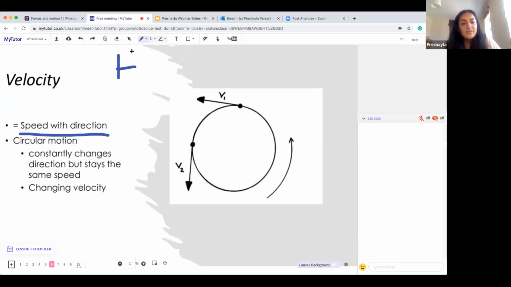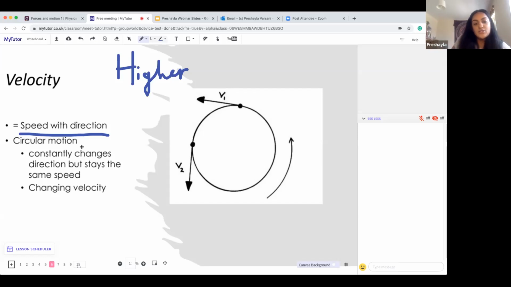Okay, so velocity we know is this idea of speed with direction. Now in the higher tier of AQA and indeed other examples, you need to know about circular motion. So we have loads of examples in day-to-day life of objects moving in circular motion. Circular motion just means motion in a circle. Okay, so what are some examples of circular motion that we see in day-to-day life? Well, we have cars on roundabouts. Okay, so let's take that for an example.